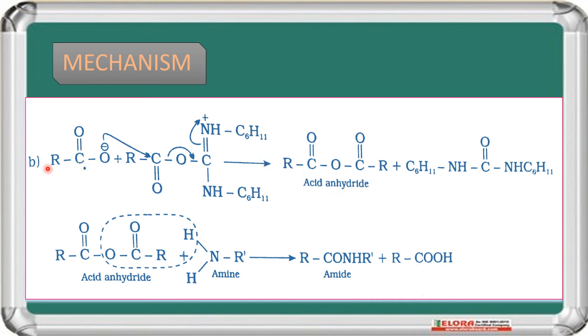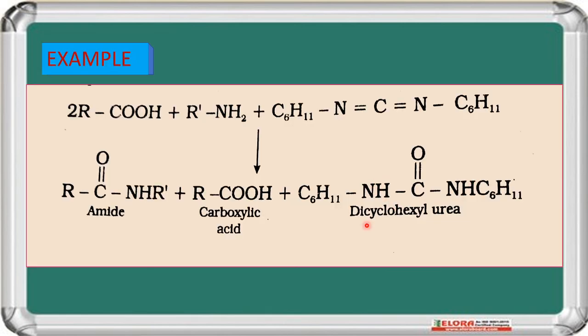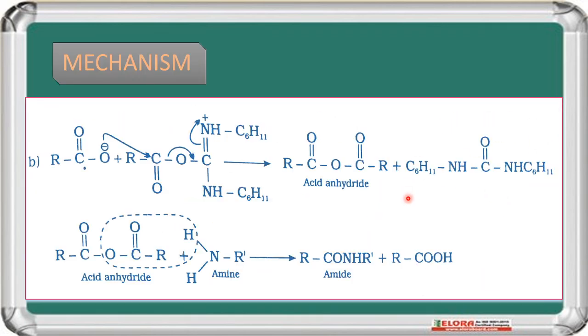See the structure R, C double bond O, C double bond O. This O is attached to this carbonyl group, meaning here is C. Here is the formation of C double bond O, and this R is written on this side. This is the acid anhydride. And next, this is the neutralized compound. Here C6H11 NH double bond O NHC6H11, meaning it is a urea type of molecule. Here in this example, dicyclohexyl urea is formed in this mechanism.